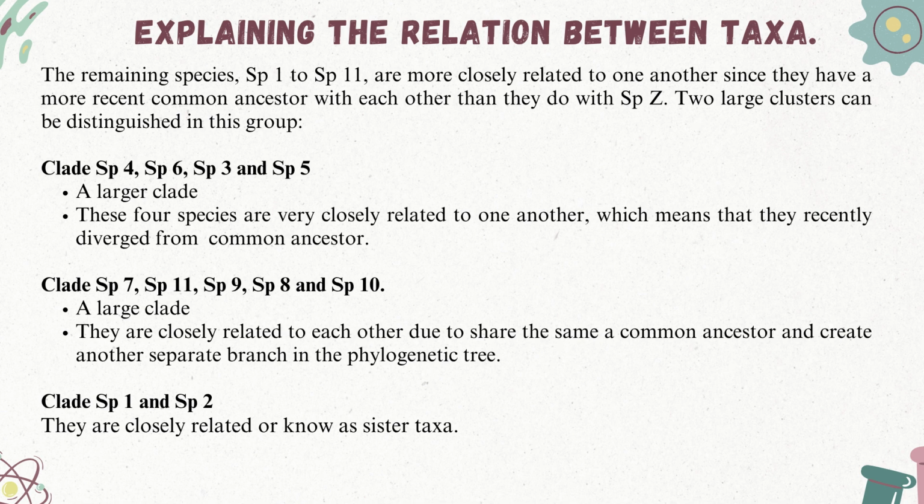They are closely related to each other because they share a common ancestor and create another separate branch in the phylogenetic tree. And the last one is the clade of species 1 and species 2. They are closely related, known as sister taxa.